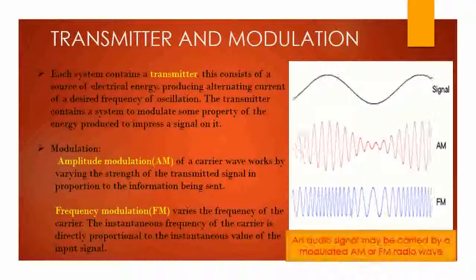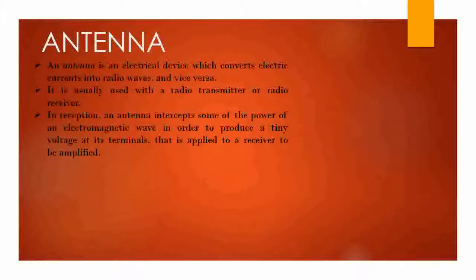The next element is the antenna. An antenna is present both on the transmitting end and the receiving end. At the transmitting end, it transmits the radio waves into the air, and does the reverse at the receiving end, that is, receives the waves from the air and converts them into usable form.